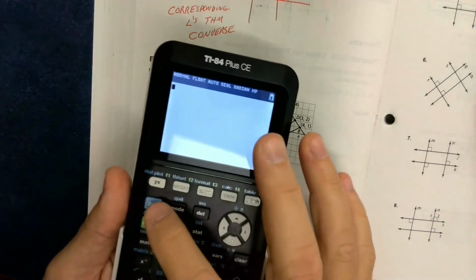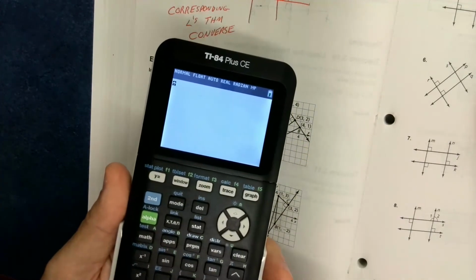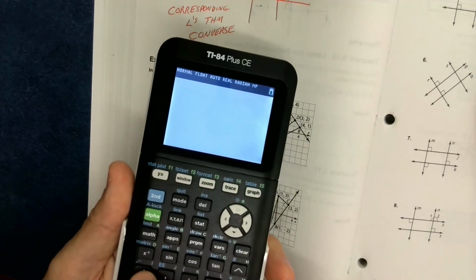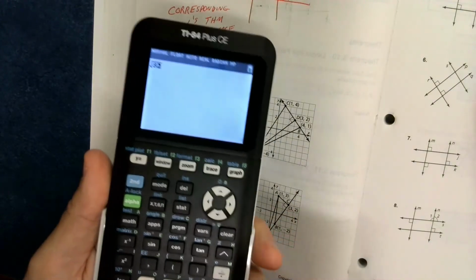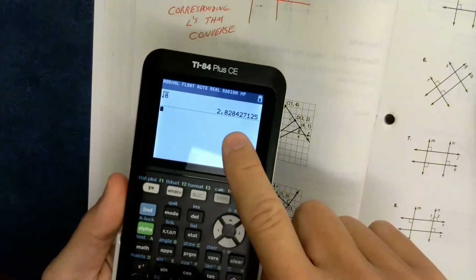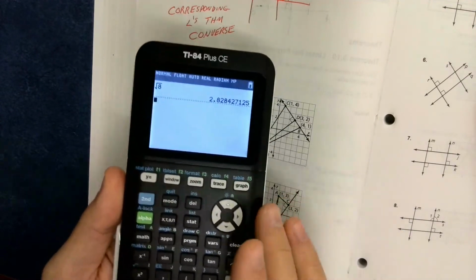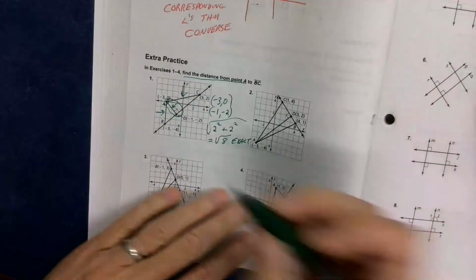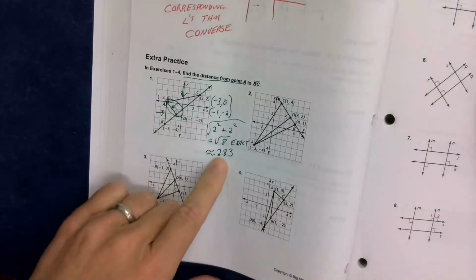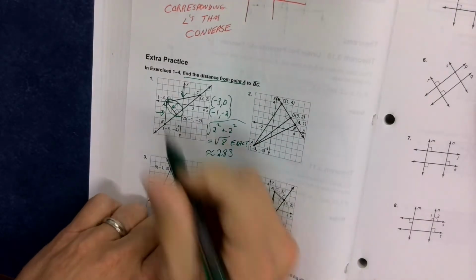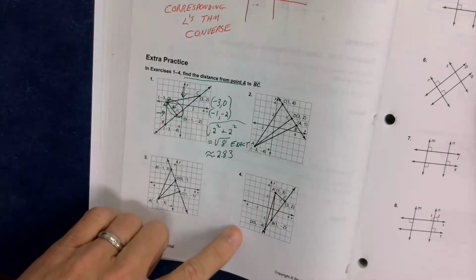On my calculator, I can do this. Second, right over here is the square root button underneath the x squared. Square root of 8, and I hit enter, and I can see I get 2.83 if I round it up. So an approximate answer is 2.83 units. That's the shortest distance from that point to that point.